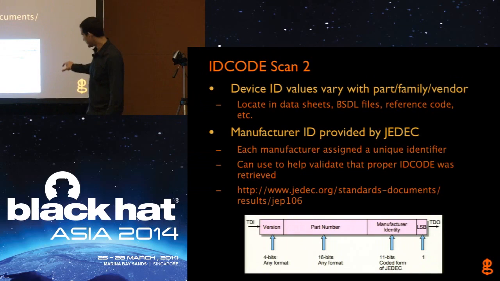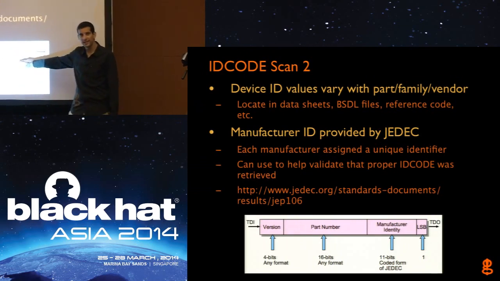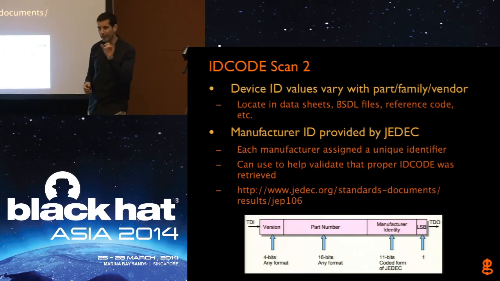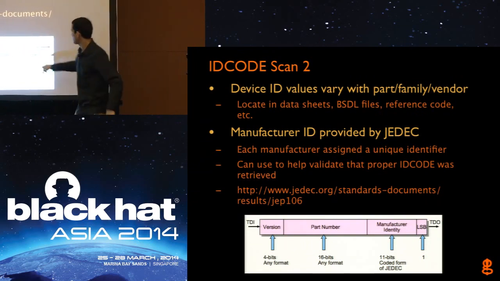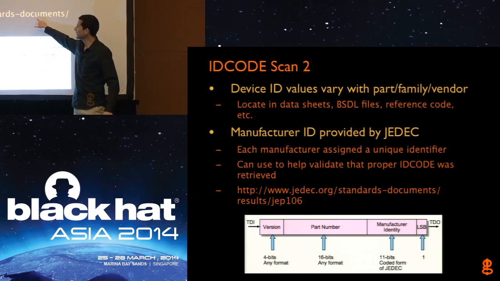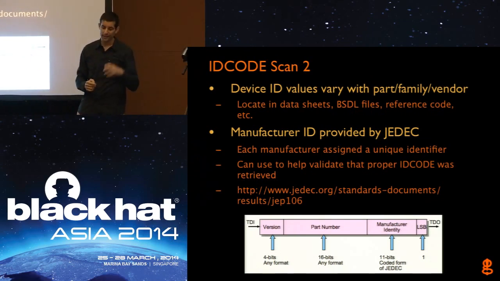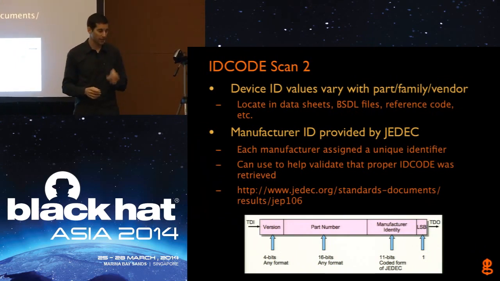The manufacturer ID portion of the device ID is given out by JEDEC, a standards organization. So if you don't find anything online, you could at least take the manufacturer ID portion, go to their website, grab the free PDF, and verify that, oh, it is a Qualcomm chip or it is a Motorola chip, and know that you've gotten a correct ID code.